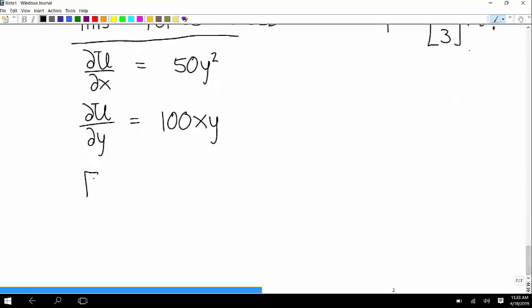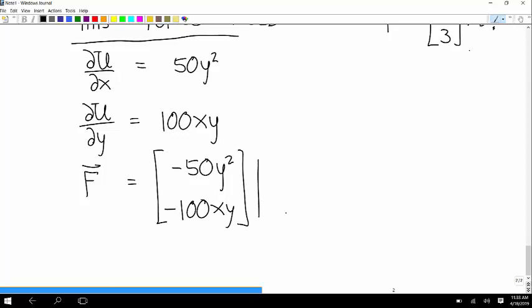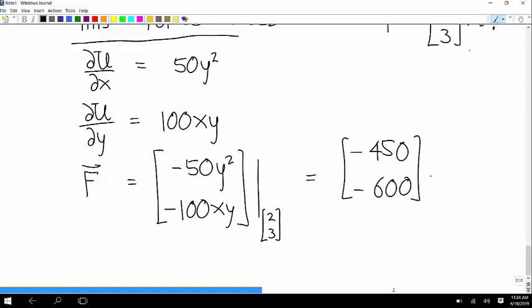And so that means that the force vector is negative 50y squared, negative 100xy, because you have to apply that negative for the force vector, evaluated at the location 2, 3, x equals 2, y equals 3. And so that is negative 450, I think. And then negative 600. Wait, is it negative 600? Oh, yes. Okay. So, yes.